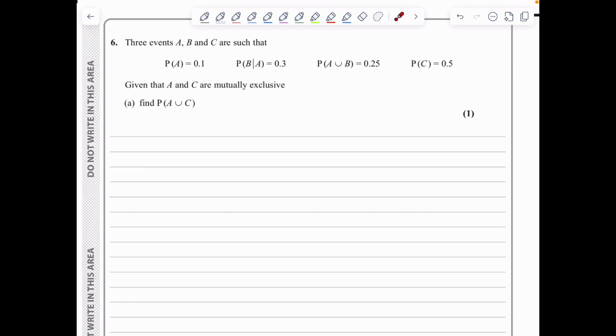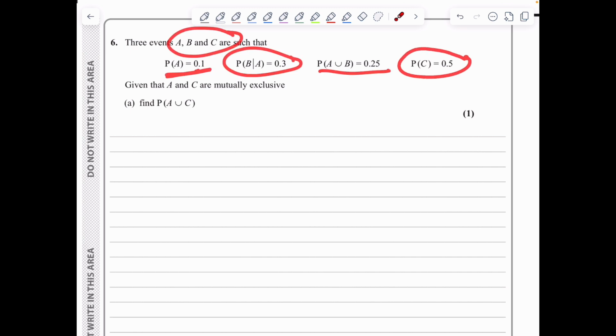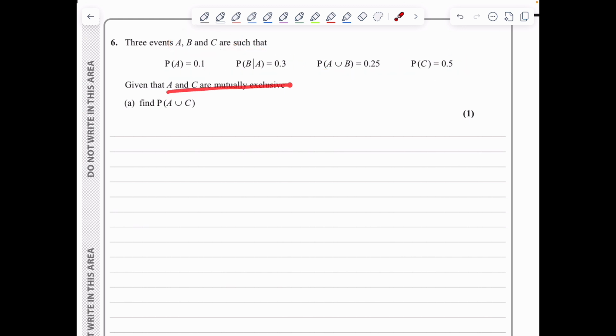In question 6, we've got three events A, B, C. We've got the probability of A being 0.1, the probability of B given A to be 0.3, the probability of A union B to be 0.25, and the probability of C being 0.5. We are additionally told that A and C are mutually exclusive, and we need to find the probability of A union C.